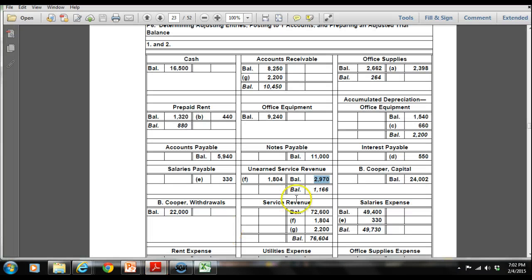We're going to show in our revenue account service revenue. We already have a balance of $72,600 in there, but we're going to show an F for this journal entry, a credit of $1,804. And we're going to show under unearned service revenues a debit F of $1,804 because we want our new balance to be $1,166. Is that correct?